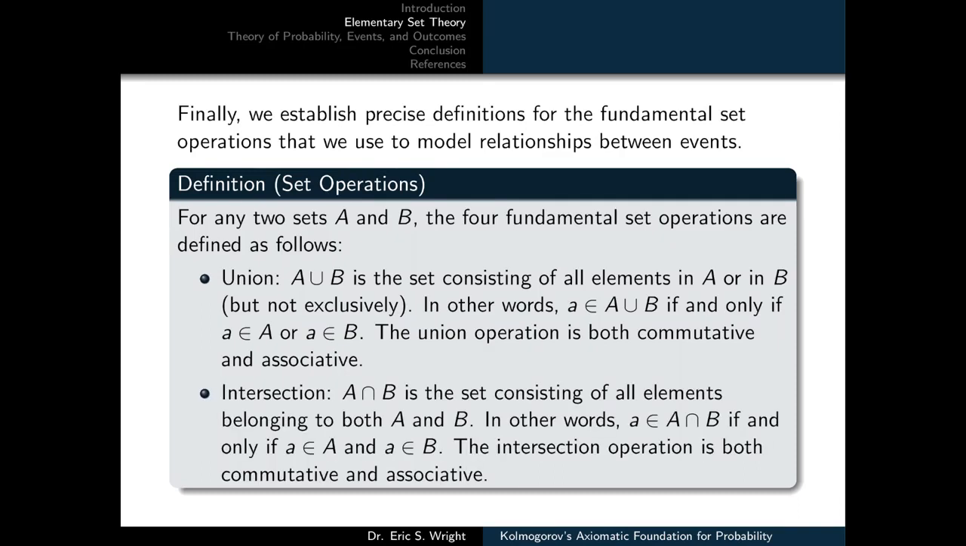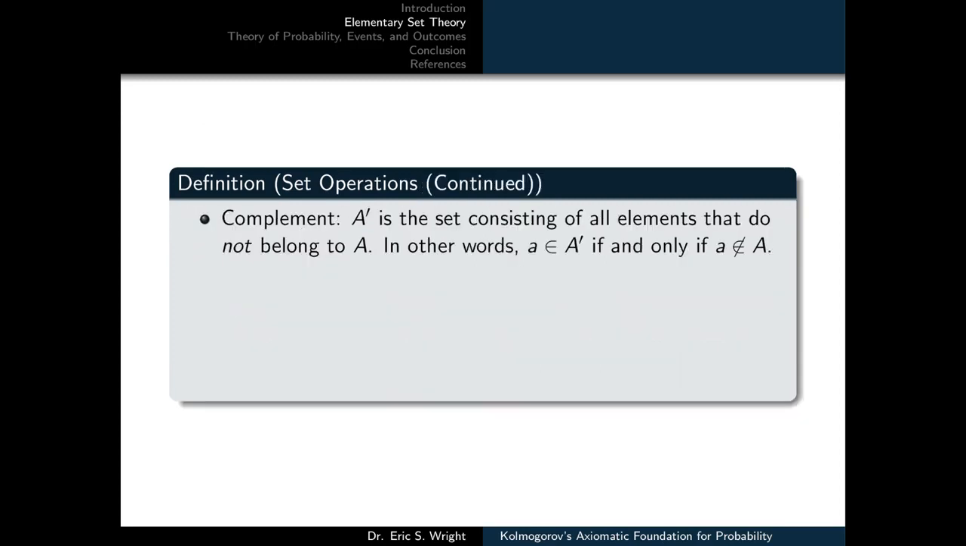Intersection. A intersect B is the set consisting of all elements belonging to both capital A and capital B. In other words, lowercase a is an element of A intersect B if and only if lowercase a is an element of A and is an element of B. The intersection operation is also both commutative and associative.